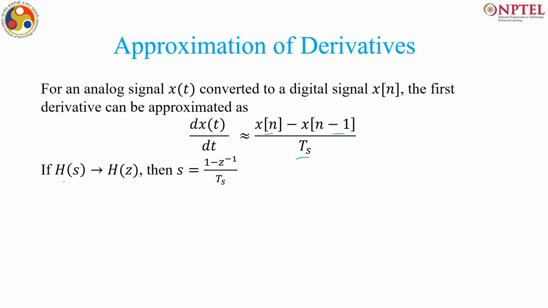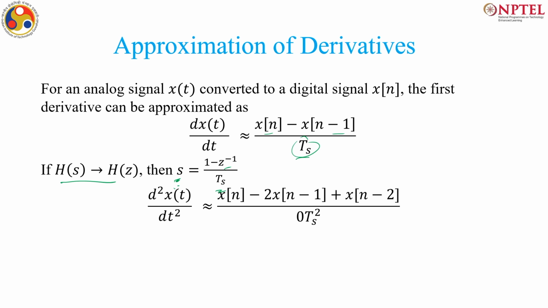So, if I need to do this conversion, then I have to map this. Basically, what is happening here? If you see, this is 1 and this is a delay. Delay is Z inverse, right. And this is the factor Ts. So, this S, because this is S into x of s in the Laplace domain, is basically mapped as 1 minus Z inverse by Ts into H of Z.